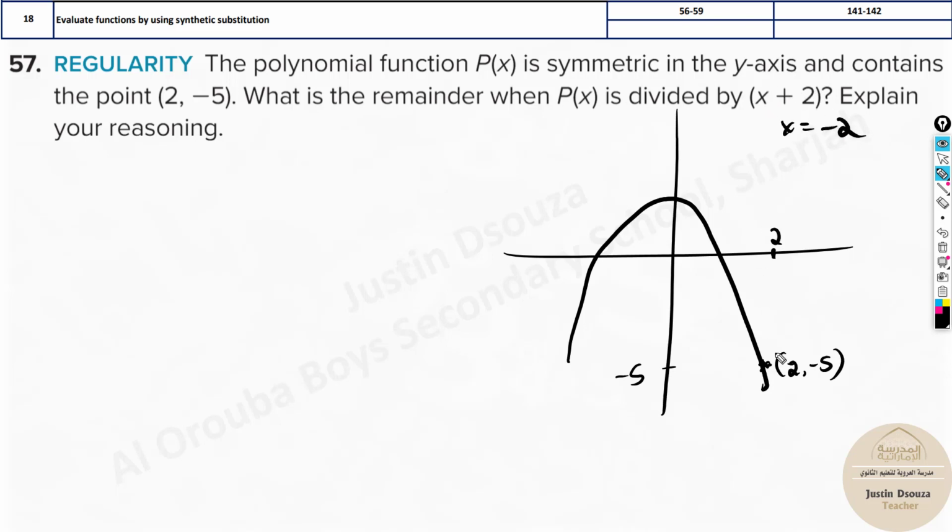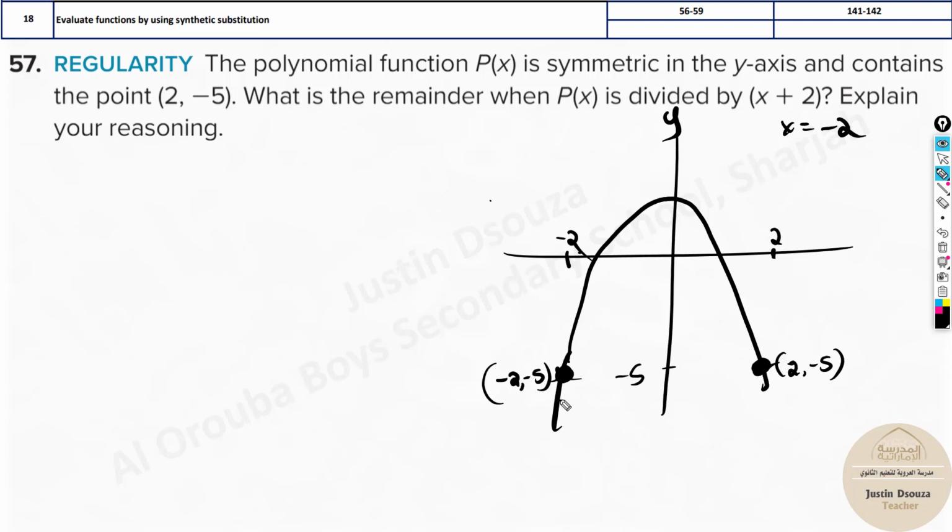Explain your reasoning. Okay, what is the x value over here? Minus 2, right? Now we know the 2, minus 5 point is there and it's symmetrical along the y-axis. So the same point must be there at minus 2 when it's reflected. See, it's symmetrical. So reflection along the y-axis over here will be minus 2 comma minus 5. This point must exist, isn't it? It will be minus 2 and minus 5. This one, this and over here.